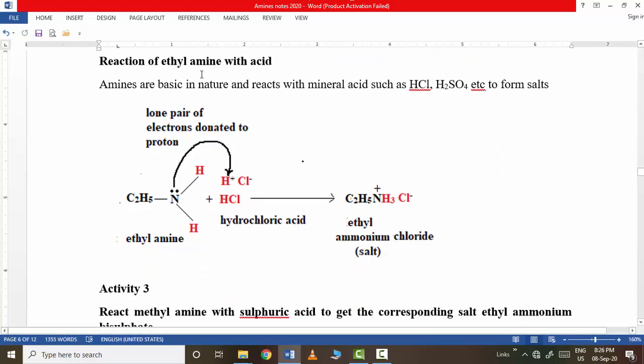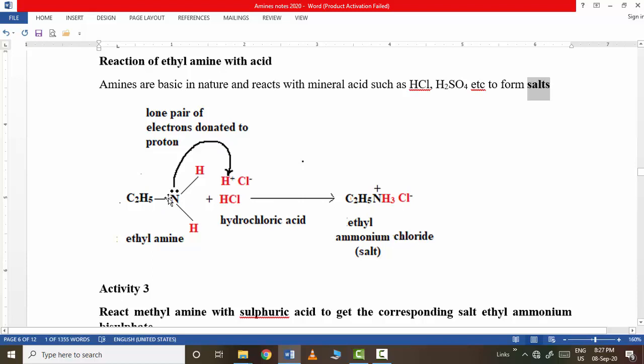Next, reaction of ethylamine with acid. Again, if you have understood the reaction of methylamine with the acid in the earlier lesson, then it is very easy here. All the reactions are the same, except that you have to change the methyl group to the ethyl group. We already know that amines are basic in nature, and when they react with mineral acids such as hydrochloric acid, sulfuric acid, nitric acid, carbonic acid, they have the tendency to form salts. So remember, when amines react with an acid, they form salts.